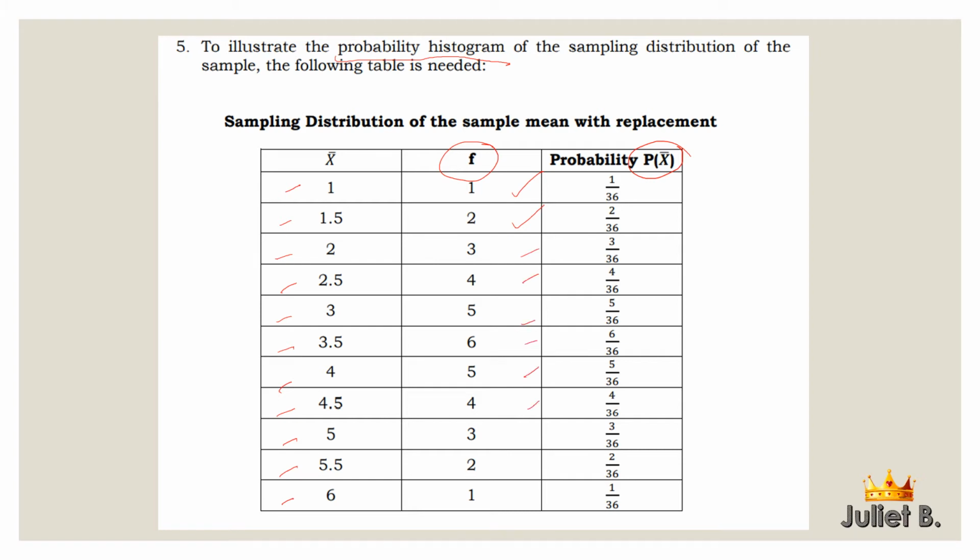Now, from these given frequencies, makukuha na natin ang probability. So, ilan ba yung 1 out of 36? Ang nakalagay dito, 1. So, the probability is 1 over 36. Ilan ang 1.5 out of 36? So, merong 2. So, the probability is 2 over 36. 3, 3 over 36, 4, 4 over 36, hanggang sa 1, 1 over 36. So, ang probability ng 6 ay 1 over 36. Ngayon na meron na tayong ganitong table, pwede na natin siyang ilapat sa probability histogram.